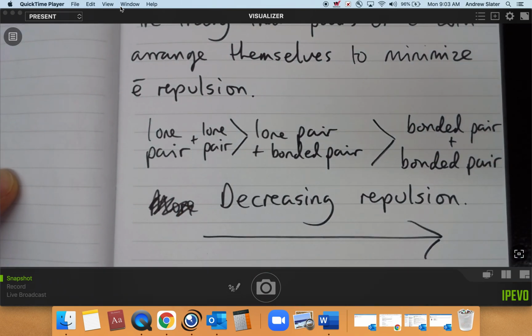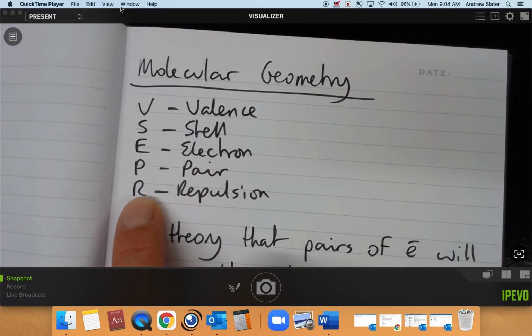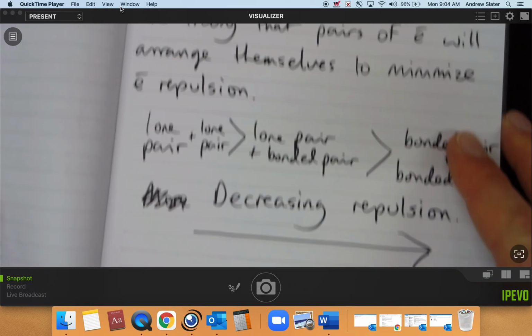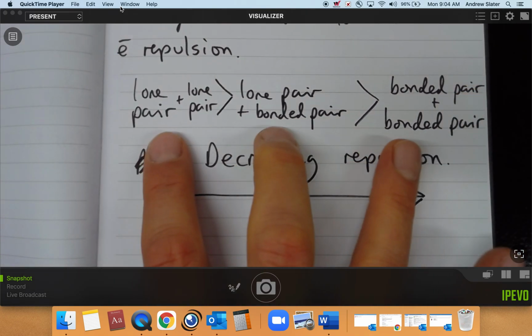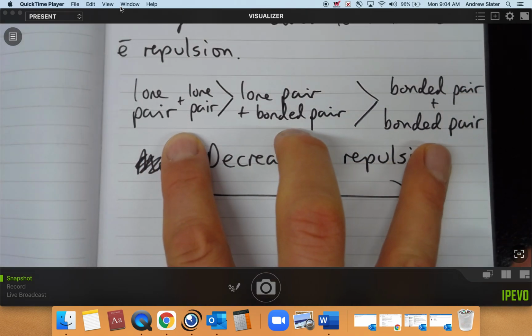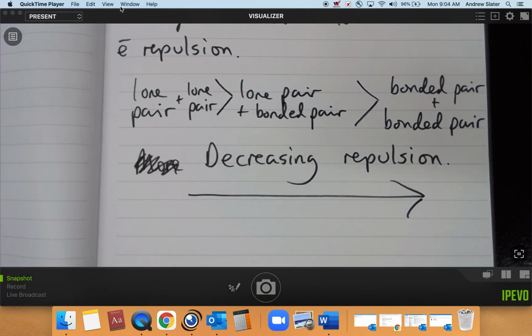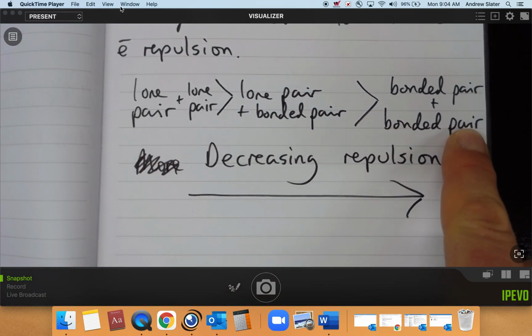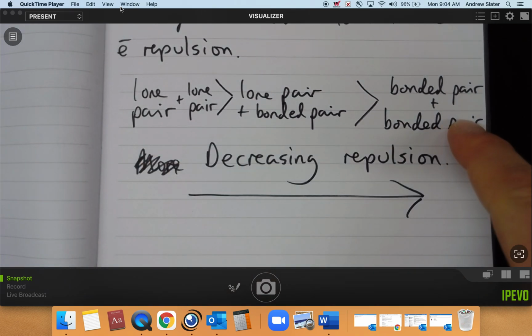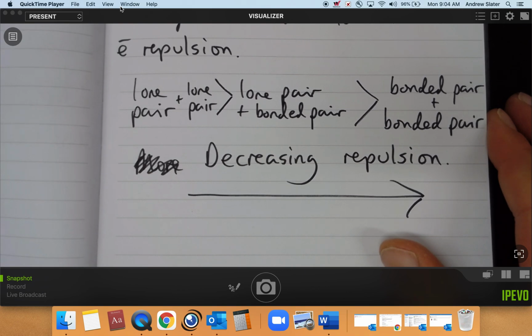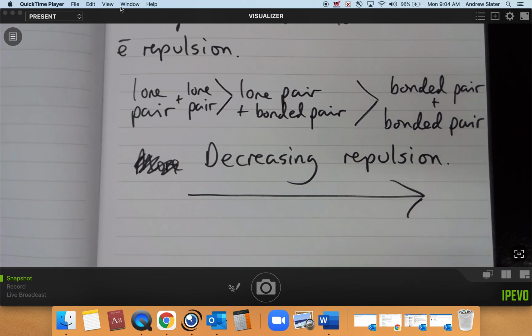So VSEPR theory, electron repulsions aren't equal. These are the three main ones, and this is the biggest, and then it goes down this way. And the idea of what drives this is how close the lone pairs would be to a central atom compared to a bonded pair, which would be in the middle of two different atoms.